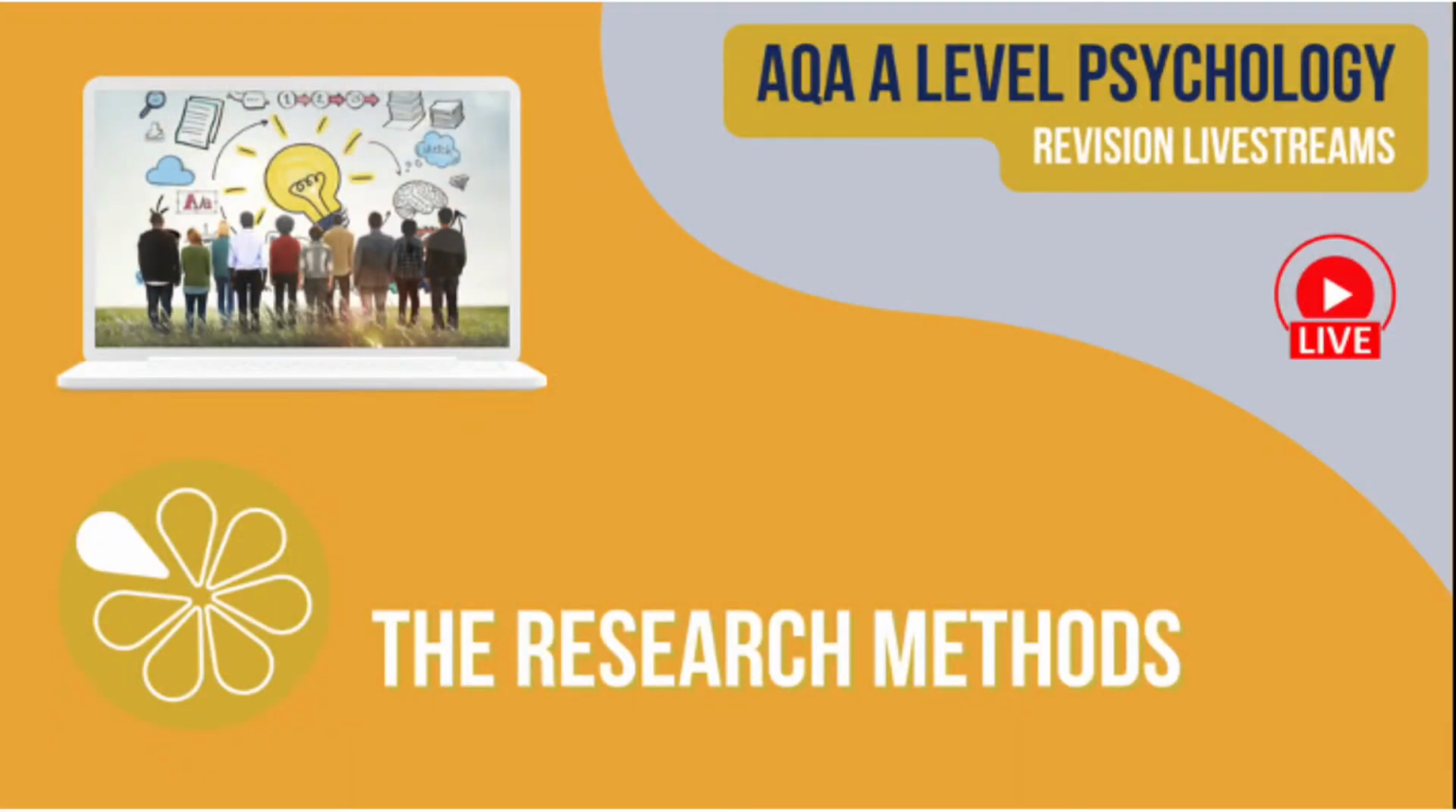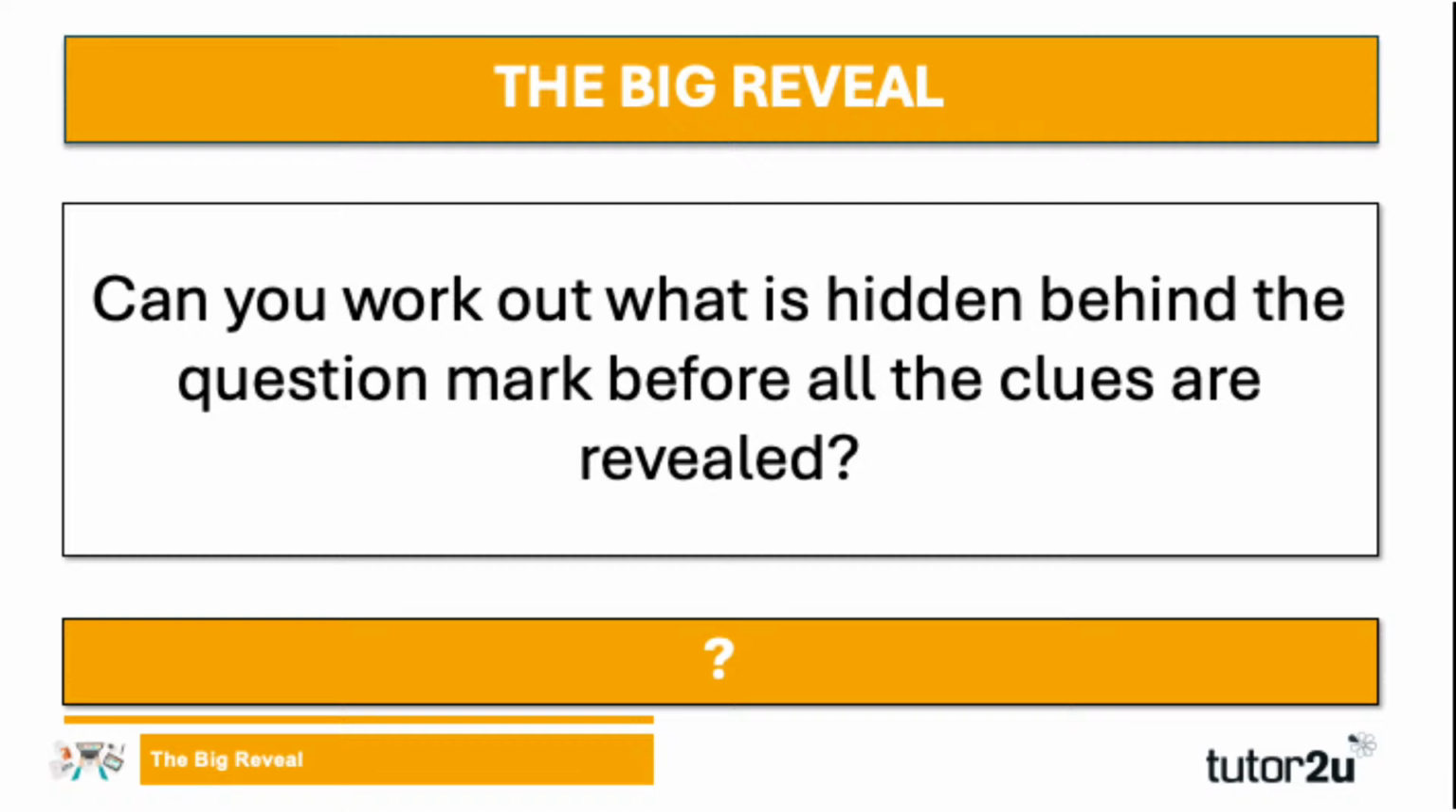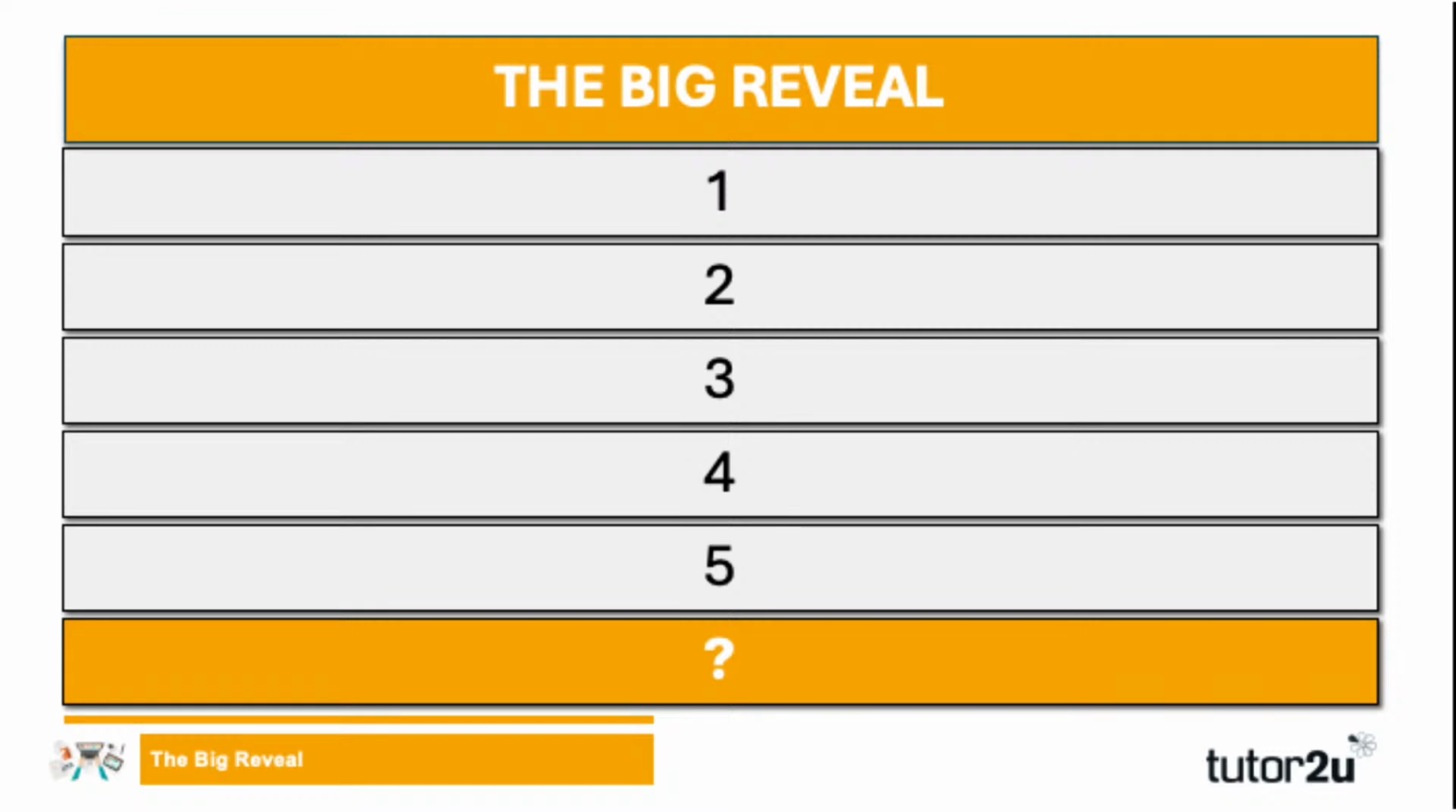So our first activity that we're going to be doing today is called the big reveal. You're going to have to work out what is hidden behind the question mark before you or I give away all the clues. In case you haven't played this one before, you're going to have 5 clues, but you can start guessing as we reveal clue 1. If you think you know the research method after clue 1, pop it in the chat box. So let's have a look at clue 1.